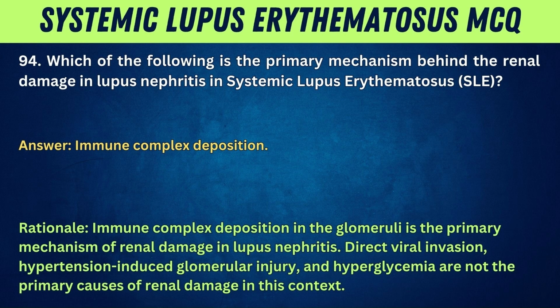Answer: immune complex deposition. Rationale: immune complex deposition in the glomeruli is the primary mechanism of renal damage in lupus nephritis. Direct viral invasion, hypertension-induced glomerular injury, and hyperglycemia are not the primary causes of renal damage in this context.